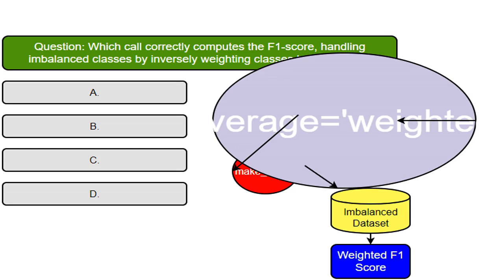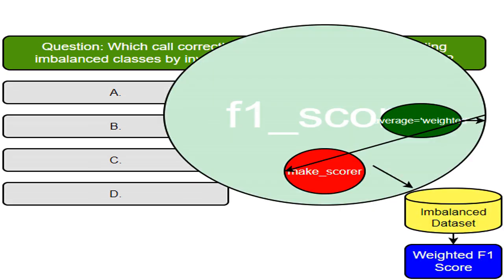I am using average equals weighted within the f1_score function. This tells the F1 score calculation to weight each class's F1 score according to the number of samples in that class. This is crucial for dealing with imbalanced datasets as it gives more importance to the often overlooked minority class. This is a function from Scikit-learn's metrics module that computes the F1 score, a metric that considers both precision and recall. It's commonly used in classification tasks to evaluate a model's performance. It's a super important metric to ensure balance.